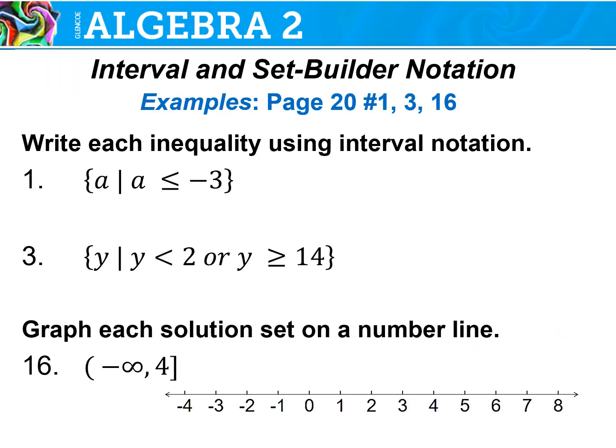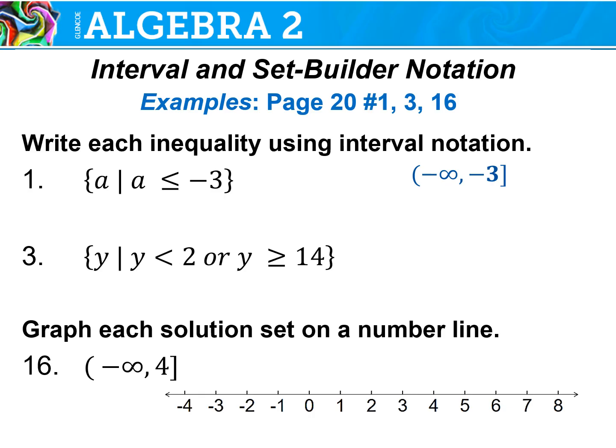Interval and set builder notation examples from page 20, numbers 1, 3, and 16. Write each inequality using interval notation. So there it is in set builder notation. We have the set of all values a such that a is less than or equal to negative 3. Since we're going less than, we're going to start with negative infinity. And we're going to stop at -3, but it is included this time, so there's a bracket.